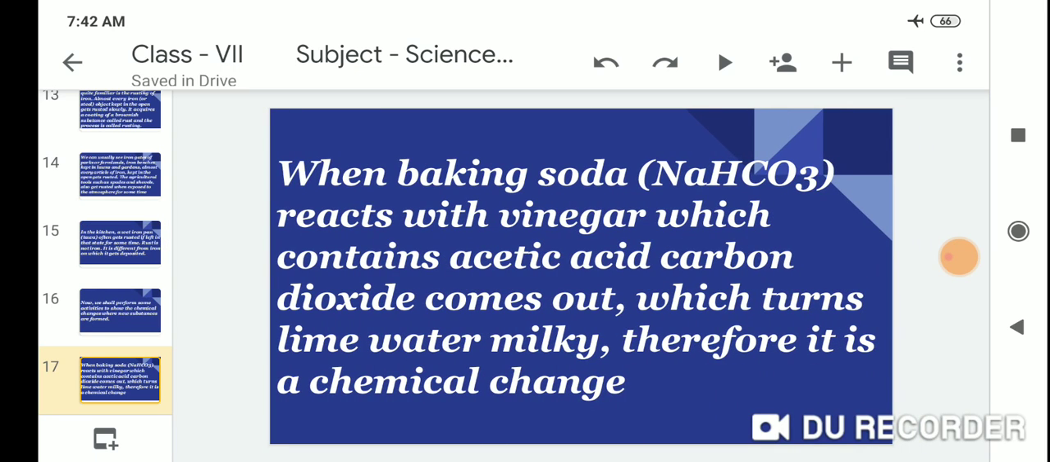When baking soda, NaHCO3, reacts with vinegar, which contains acetic acid, carbon dioxide comes out, which turns lime water milky. Therefore, it is a chemical change.